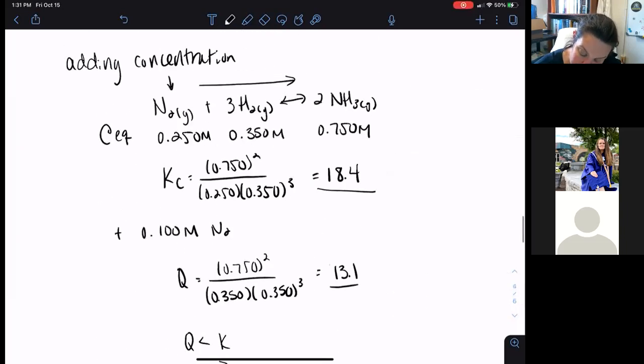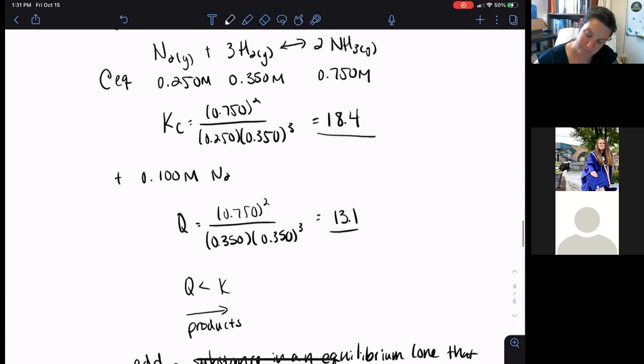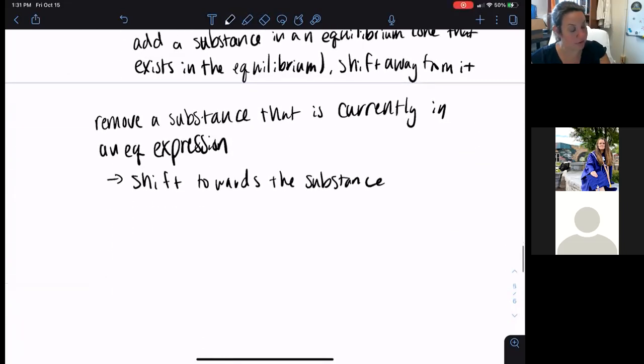So if instead we removed some H2, we would shift back towards products to produce more of our products in general. Okay. Those are the pretty easy ones to understand. The other ones are a little bit harder. So changing pressure, volume, and temperature.